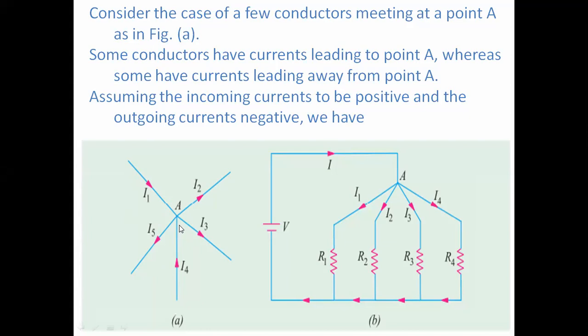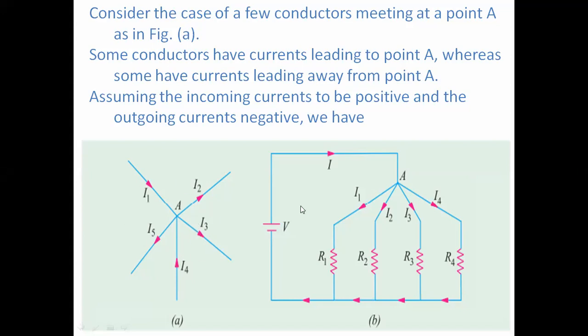Kirchhoff's current law says that the sum of the incoming currents is equal to the sum of the outgoing currents, very easy. With these directions we can find out which currents are coming towards A and which are going out of this junction A. I1 plus I4 are the incoming currents, and I2, I3 and I5 are the outgoing currents. The sum of the incoming currents I1 plus I4 is equal to the sum of the outgoing currents I2 plus I3 plus I5. This is nothing but Kirchhoff's current law.